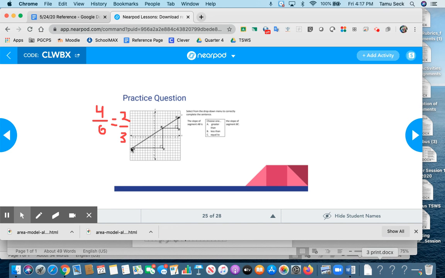Eight over 12 reduces to 2/3. So the answer is C. They are equal to. So A is greater than, B is less than, and C is equal to. So the answer to the question is C.